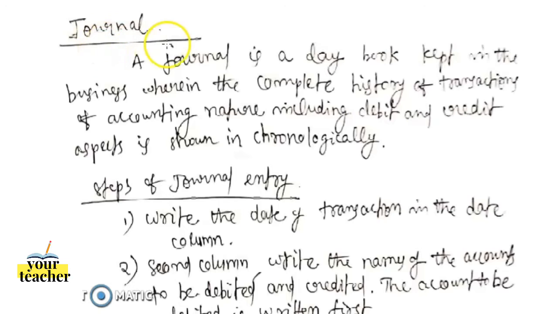Now we will go through what a journal is and how a journal can be prepared. By definition, a journal is a day book kept in the business wherein the complete history of transactions of accounting nature, including debit and credit aspects, is shown in chronological order. So what are the different steps that you need to follow to construct a journal entry?